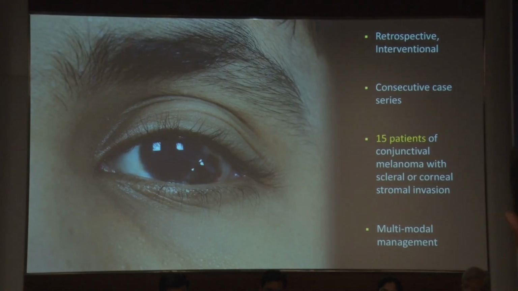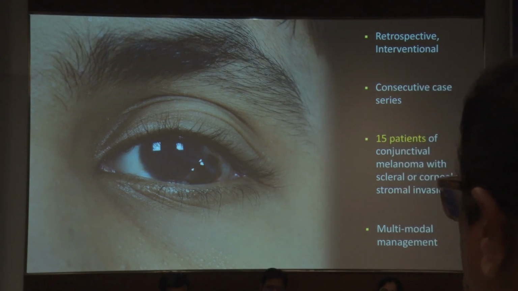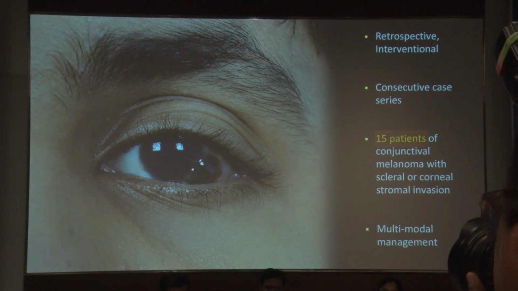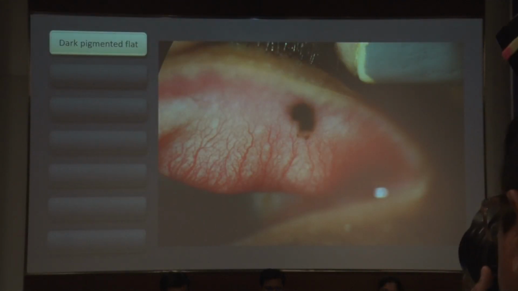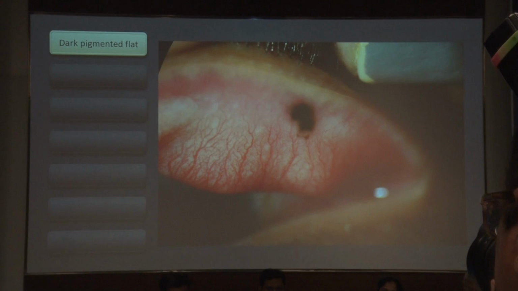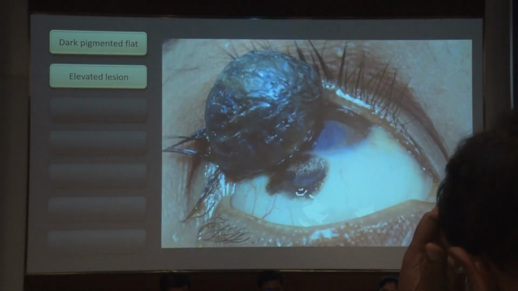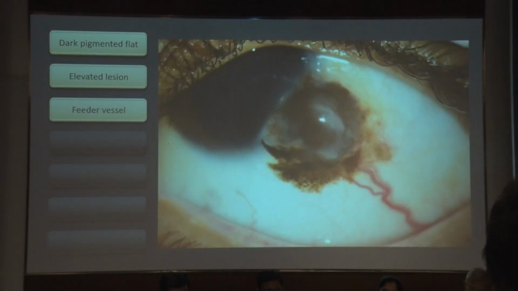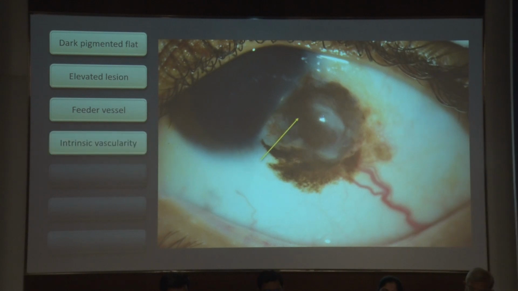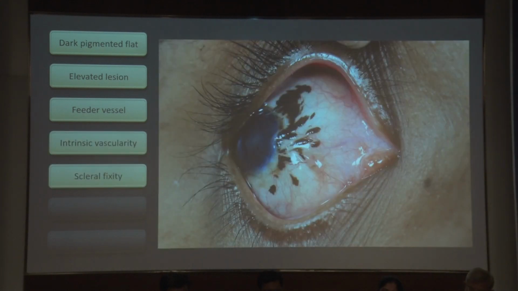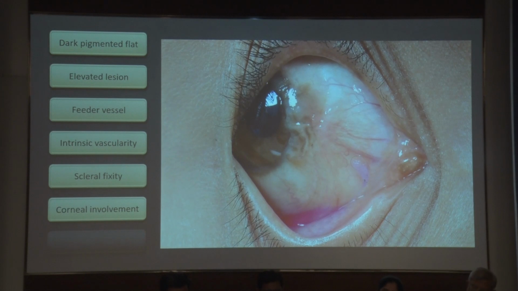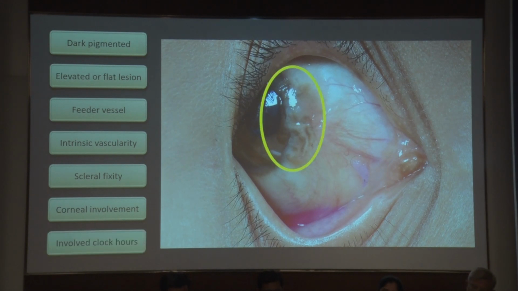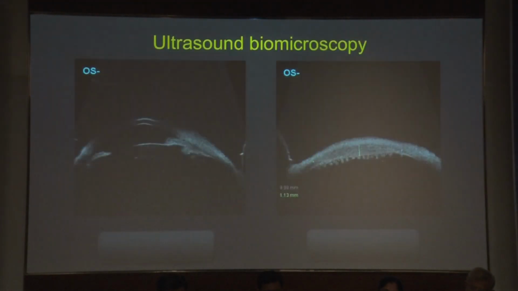We conducted a retrospective interventional study on 15 patients of conjunctival melanoma, following multimodal management. We saw a spectrum of cases with dark pigmented flat lesions or elevated lesions, a prominent feeder vessel, and intrinsic vascularity. Scleral fixity was present in our cases. With corneal involvement, it was important to note the involved clock hours, because that's how we proceed with placing the plaque.